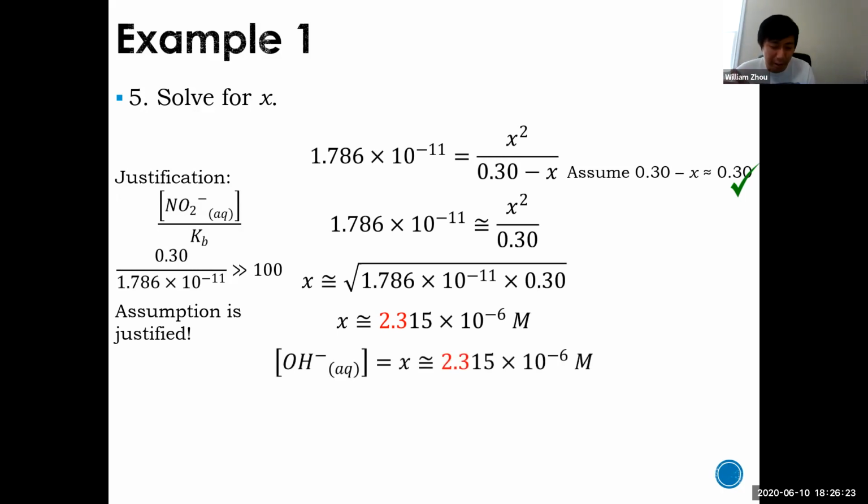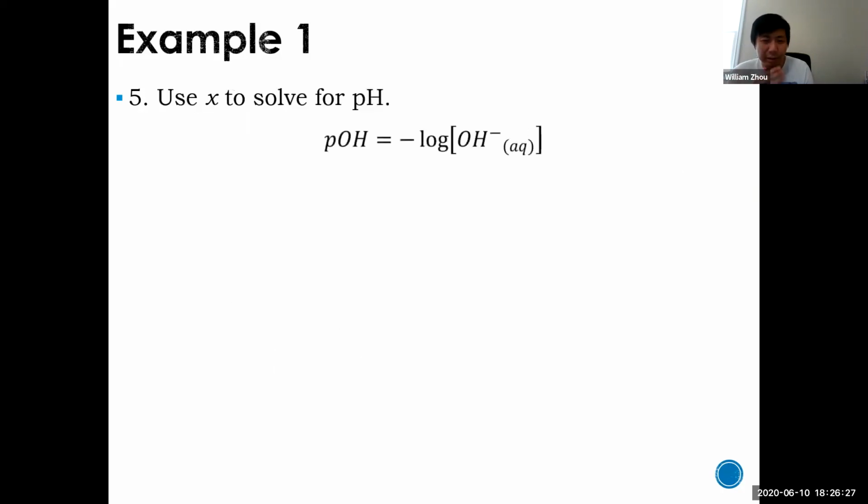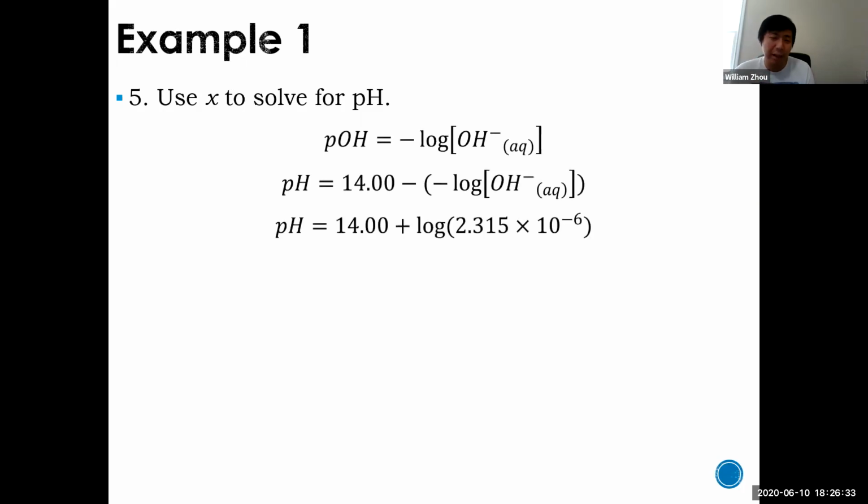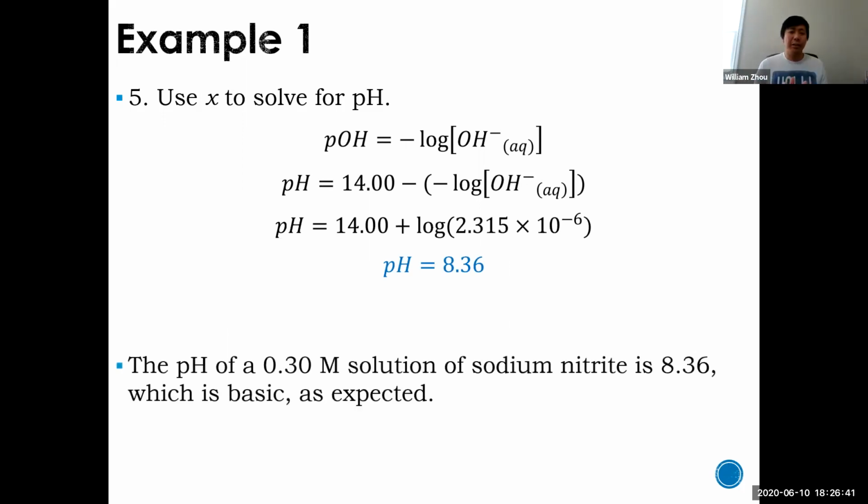Because you now know the concentration of hydroxide, you can solve for the pH. The pOH is negative log hydroxide. The pH is 14 minus this. And you know the story: 14 plus log of hydroxide. Eventually, you would get 8.36, and this would be the pH of your salt solution, sodium nitrite.